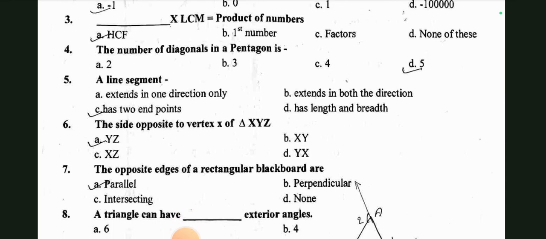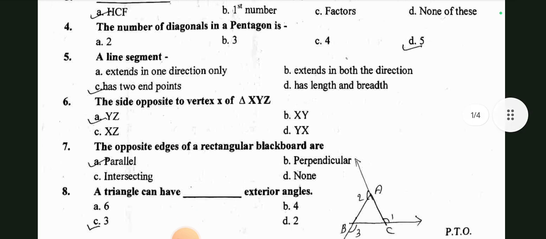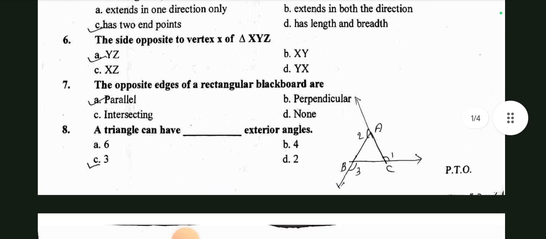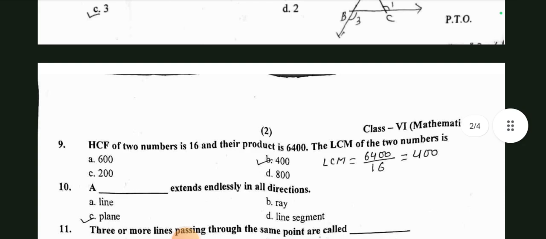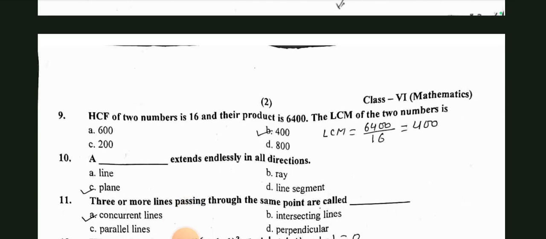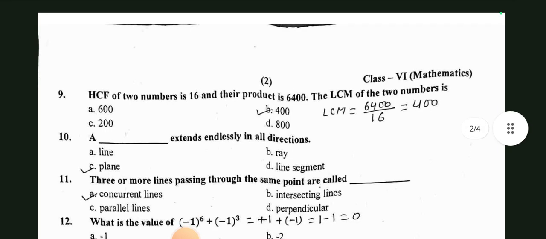Question 7, the opposite edges of a rectangular blackboard are parallel lines. Question 8, a triangle can have 3 exterior angles. So the right option is C, 3. Question 9, HCF of 2 numbers is given as 16 and their product is 6400, and the property is LCM into HCF equals product of numbers. So LCM equals product of numbers by HCF. So 6400 by 16 is 400. So the right option is B, 400.